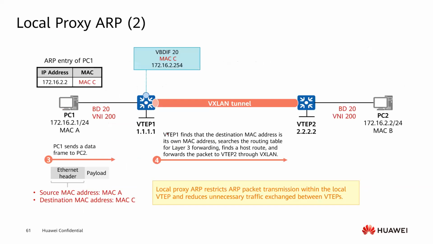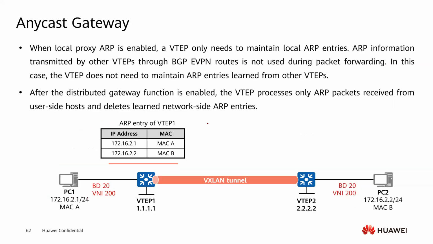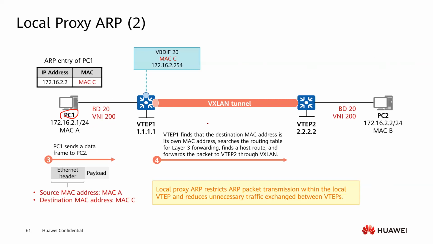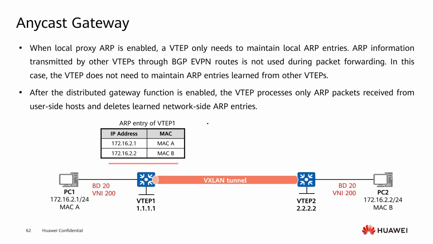And that is the forwarding process. Because the destination MAC address of the packet that PC1 sent to PC2 is MAC C, and VTEP 1 receives this packet, it will do level 3 forwarding. What does it mean? It means between the VTEPs, we don't need to maintain any ARP entries.